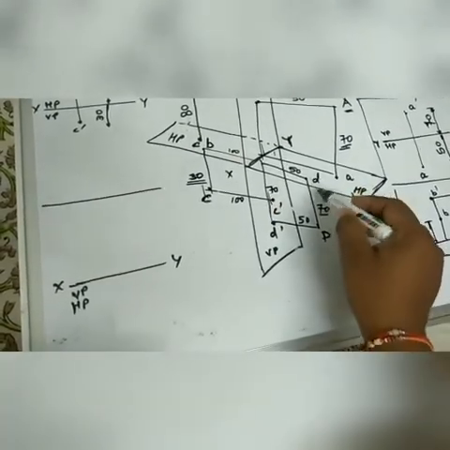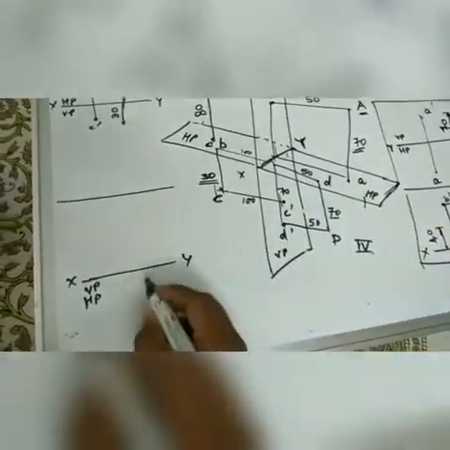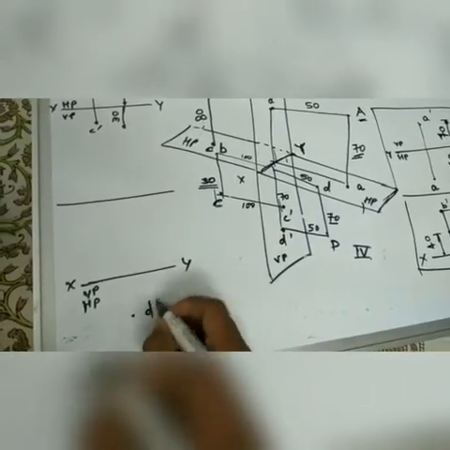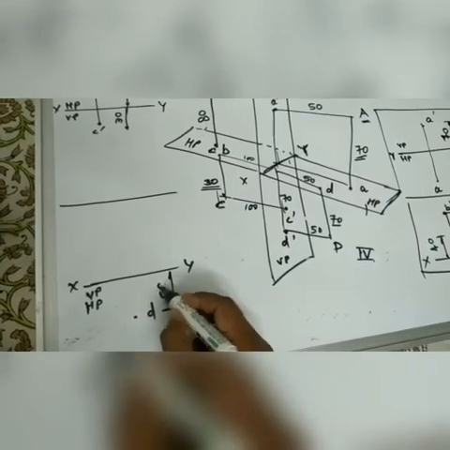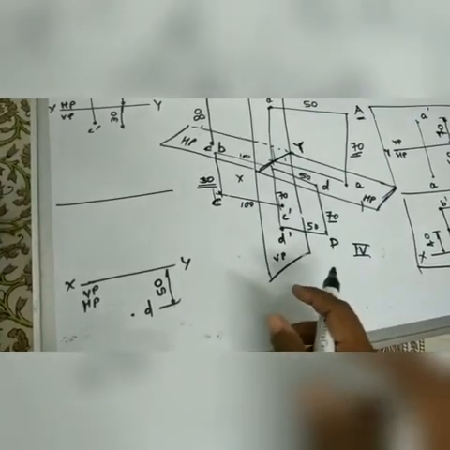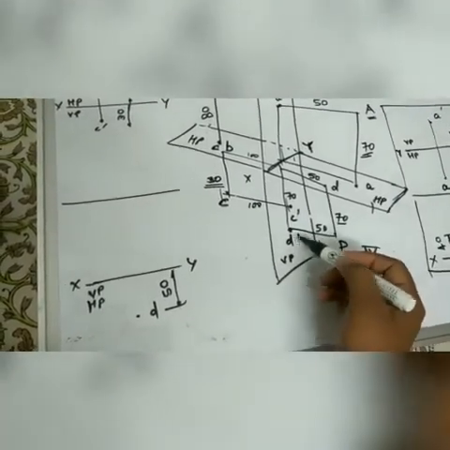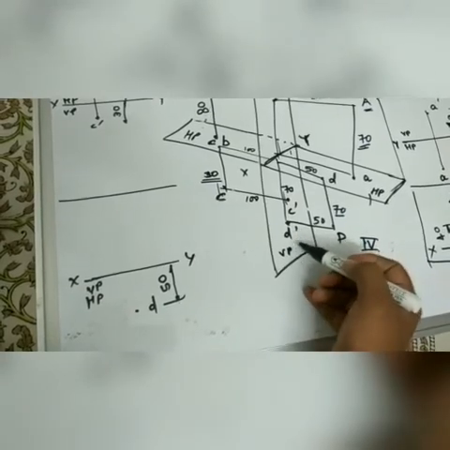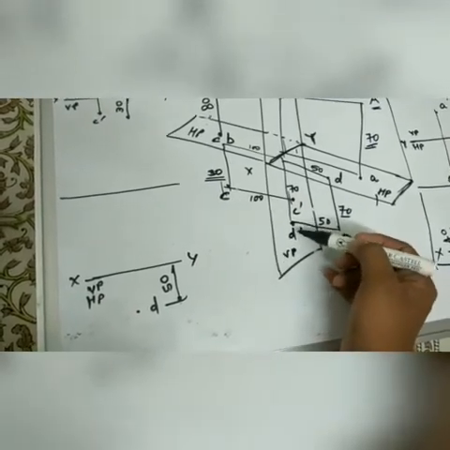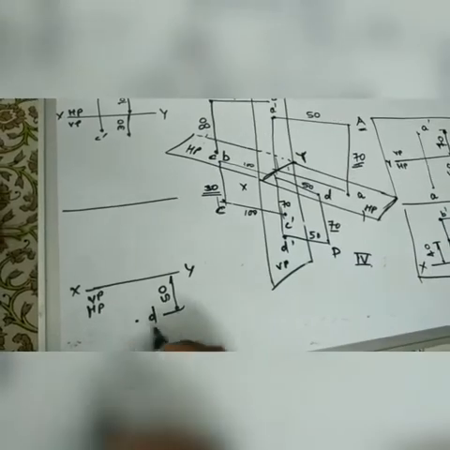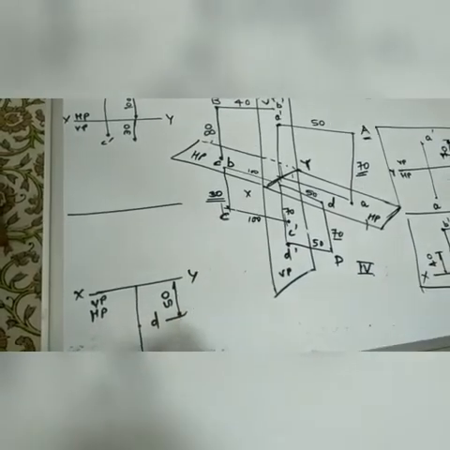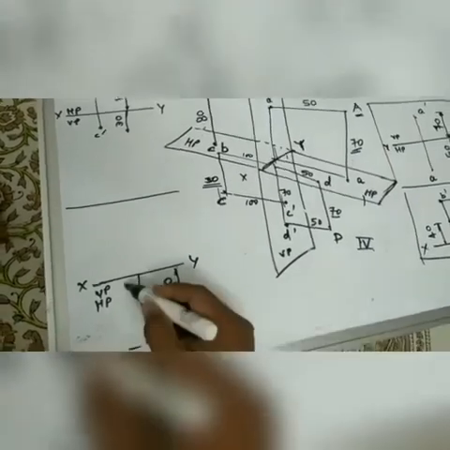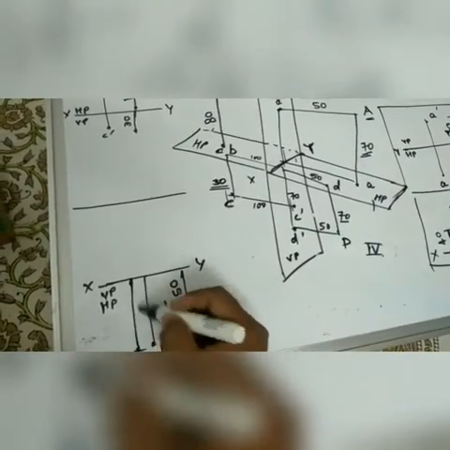Now this point D will come down, which is 50. So I plot point D at a distance of 50, and the D dash point is here itself because it's on VP. VP is right here, and this point D dash is 70 mm below. Okay, so on the same projection line, 70 mm below, I draw point D dash, and this distance is 70.